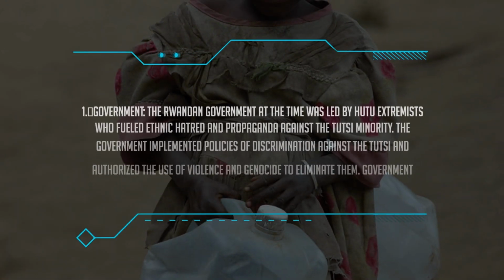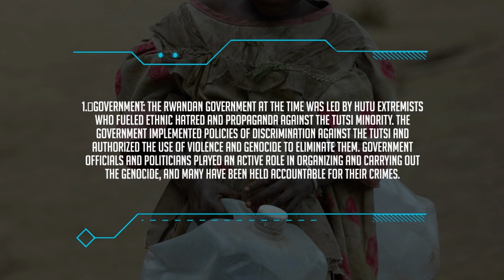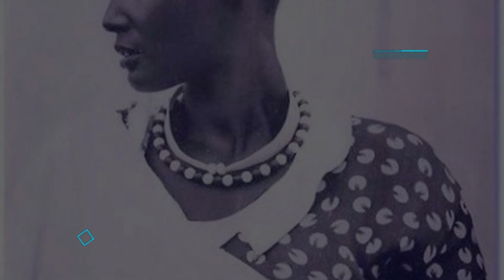1. Government. The Rwandan government at the time was led by Hutu extremists who fueled ethnic hatred and propaganda against the Tutsi minority. The government implemented policies of discrimination against the Tutsi and authorized the use of violence and genocide to eliminate them. Government officials and politicians played an active role in organizing and carrying out the genocide, and many have been held accountable for their crimes.